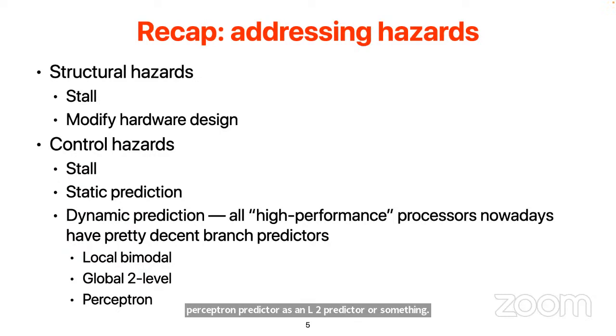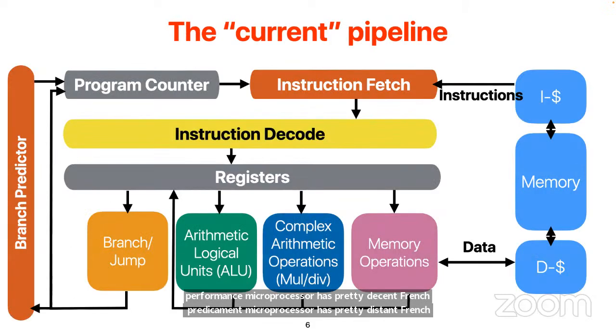So that's what we have. Right now you can assume all your high performance microprocessors have pretty decent branch predictors. That's the most important message that I want to deliver to you: branch prediction is everywhere, and they are doing fairly well these days to address the control hazard. All right, so you can imagine this is our current pipeline. In addition to the split L1 cache to deal with the issue of structural hazard, we also have the branch predictor. So that's where we are.